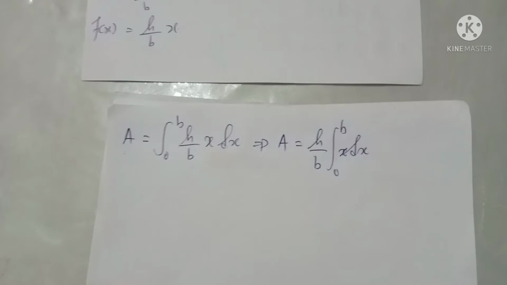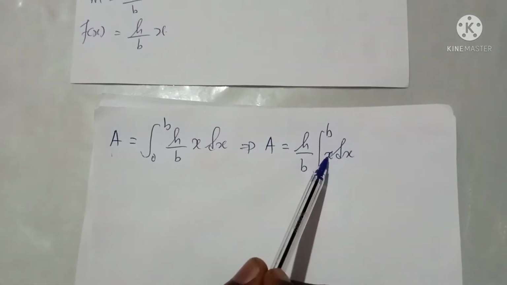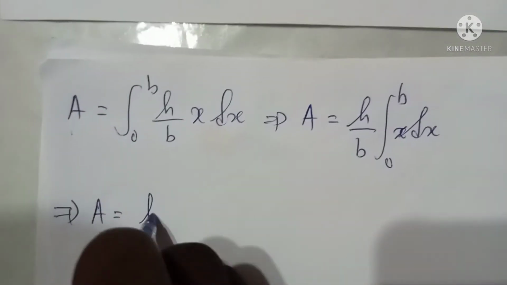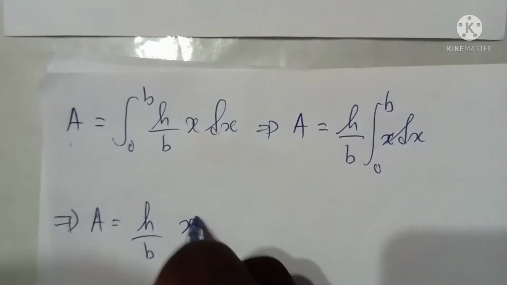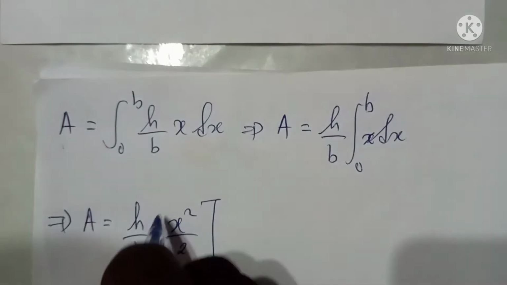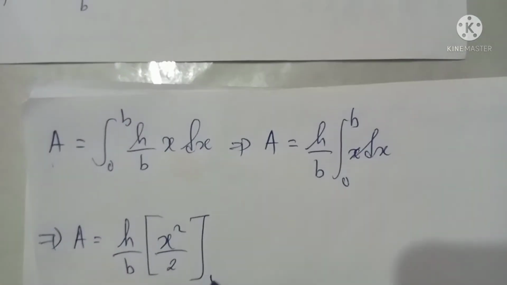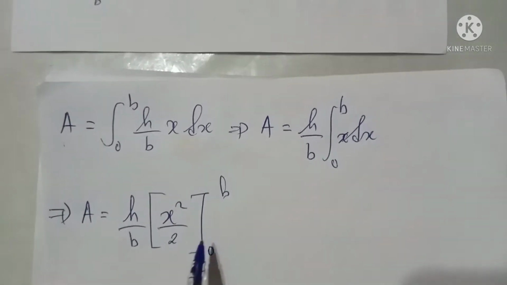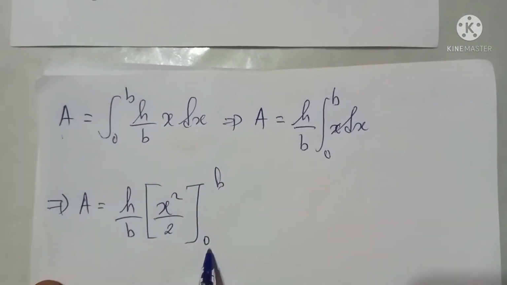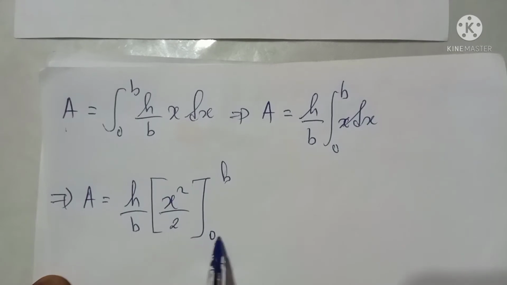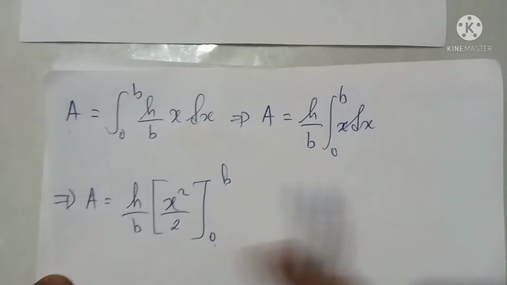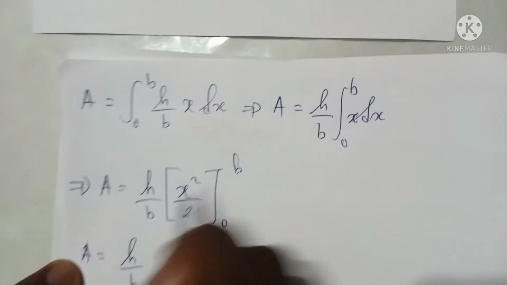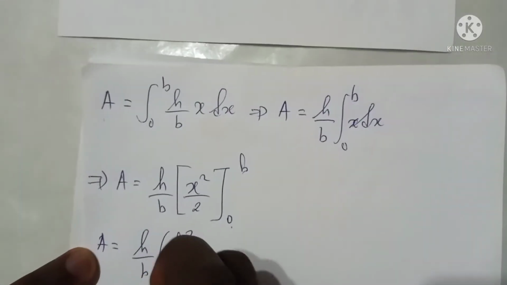Good. Now when you integrate x, we have x squared on 2. So this implies that area is equal to h on b times x squared on 2. We are integrating from 0 to b. So replacing the value of our upper and our lower boundary, the lower is already 0, so we are just going to focus on our upper boundary. Therefore, area is equal to h on b into b squared on 2.